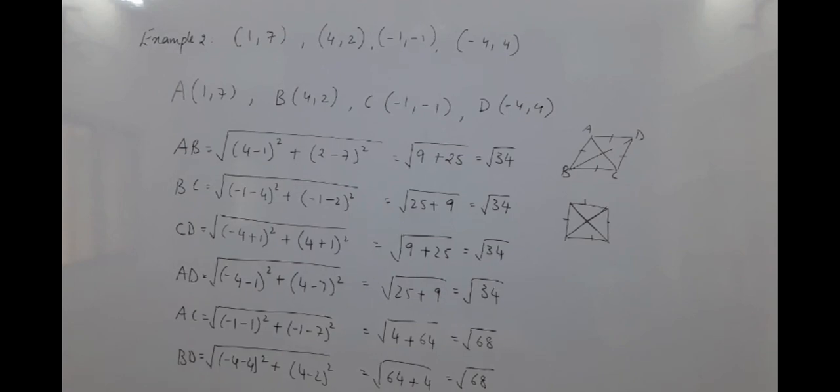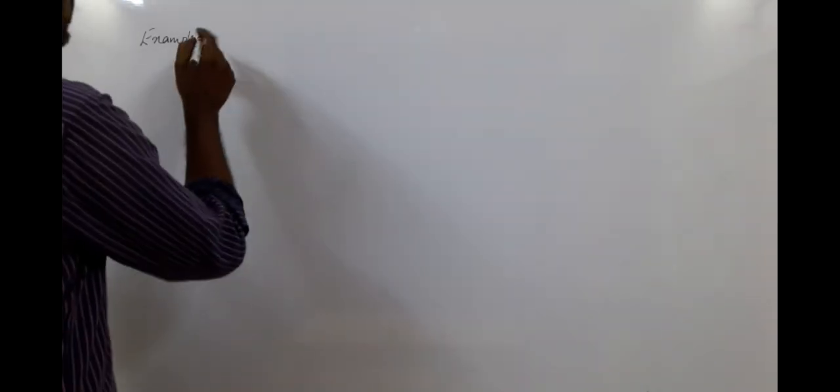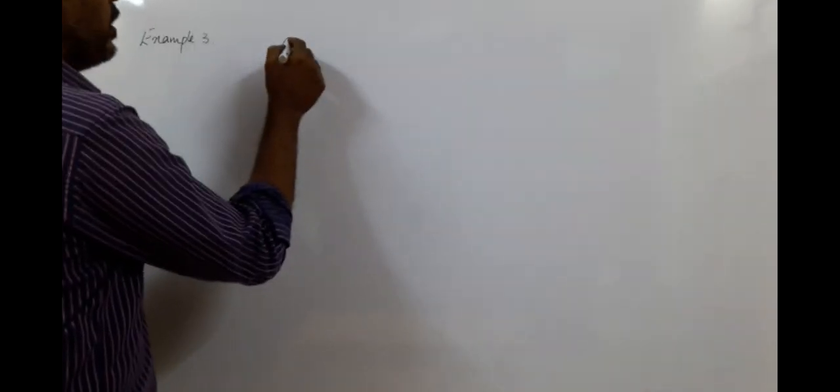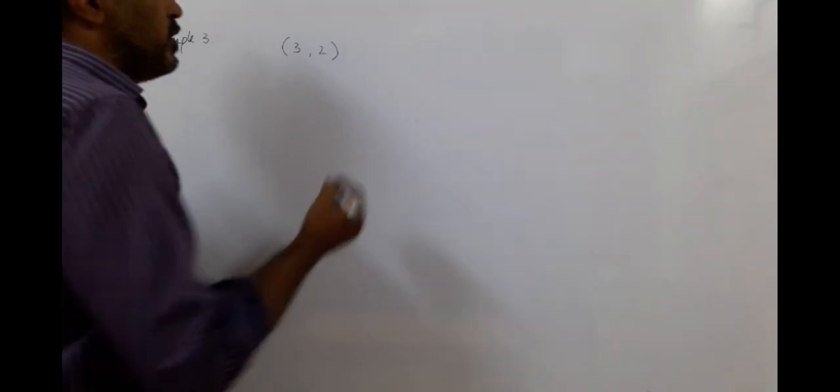Now we will see one more sum, okay, and we will revert this and see what we get. Okay, now the next example I am going to give you, I am trying to change the sum a little. We are given a point 3, 2. We have to find a point on the y-axis.